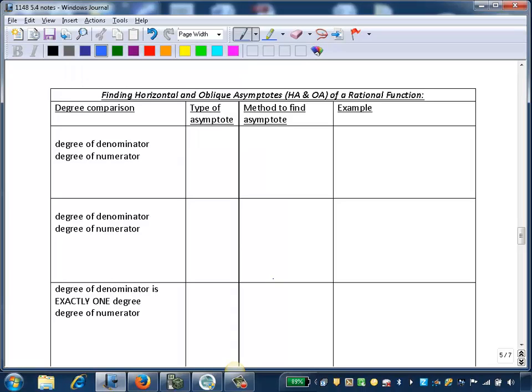Finding horizontal and oblique asymptotes of a rational function. In order to determine whether a function has horizontal or oblique asymptotes, if any, we need to compare the degree of the denominator with the degree of the numerator.